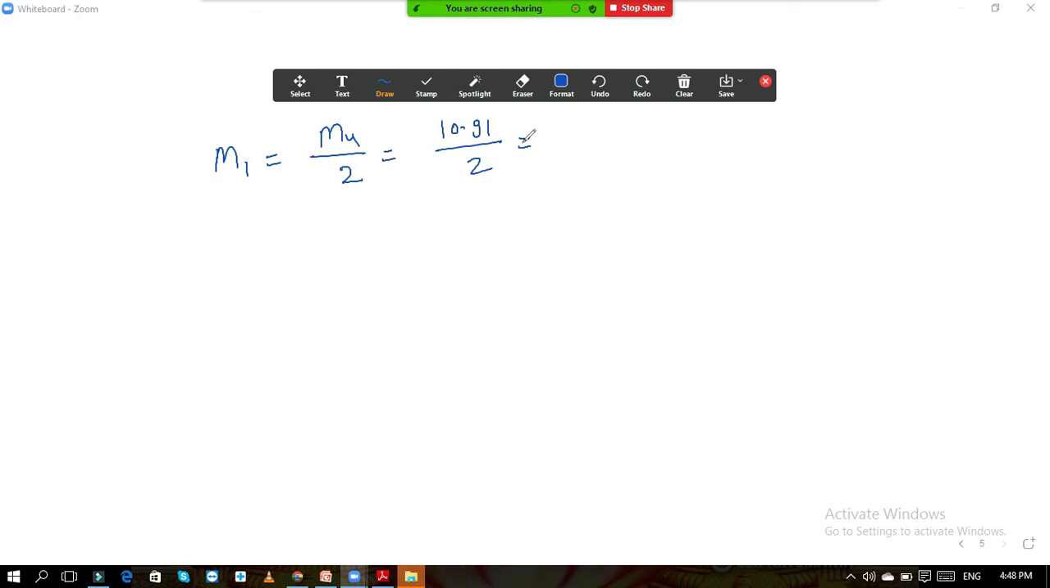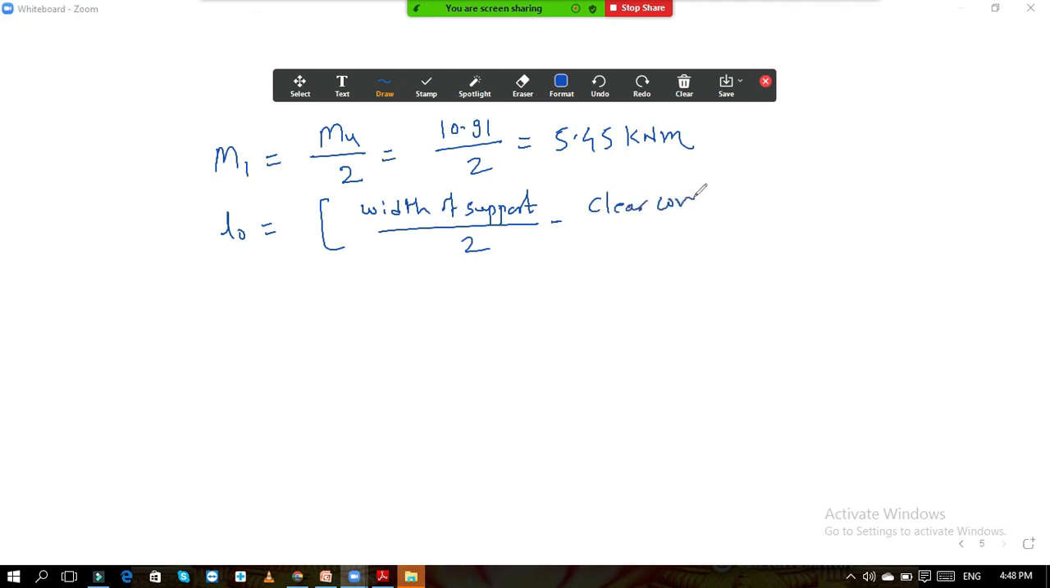10.91 divided by 2 is 5.45 kilonewton meter. Okay. Now the last thing is L0. You should take it as width of support divided by 2 minus clear cover. This is only used for L0.